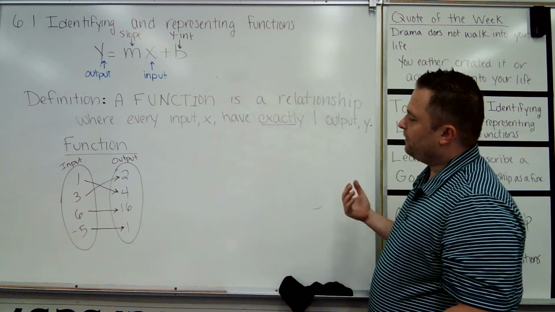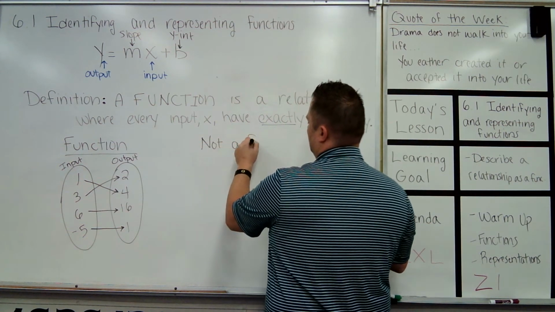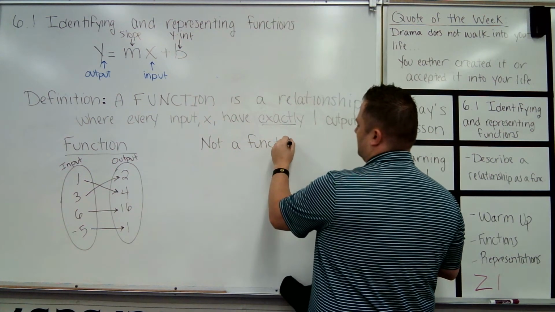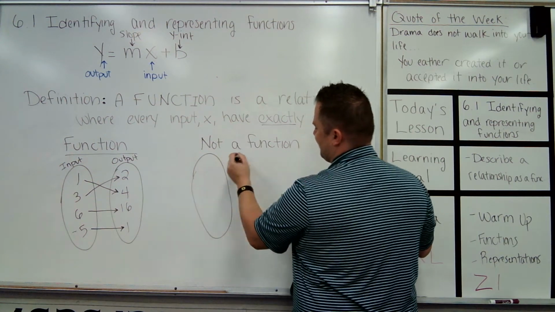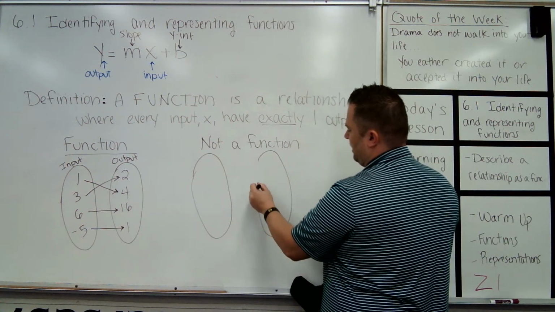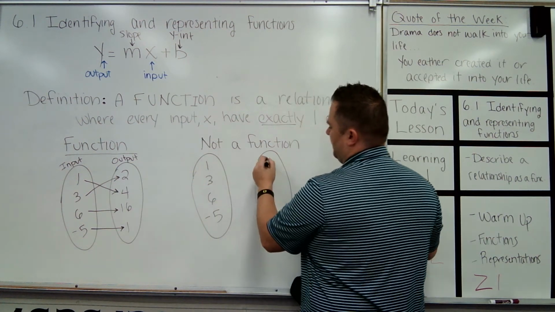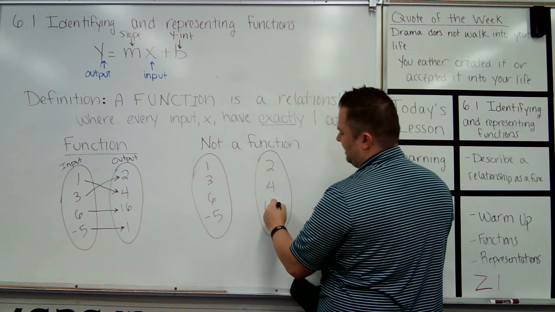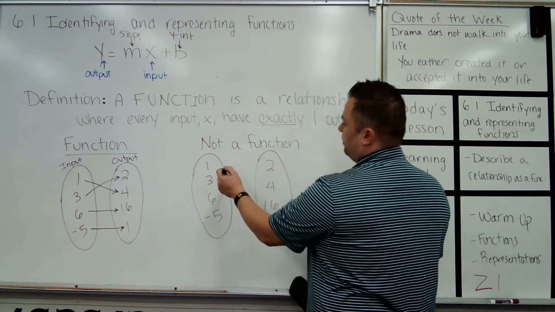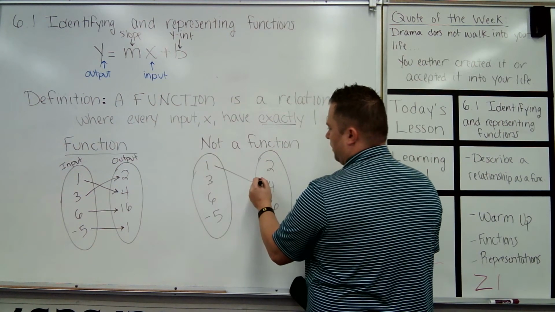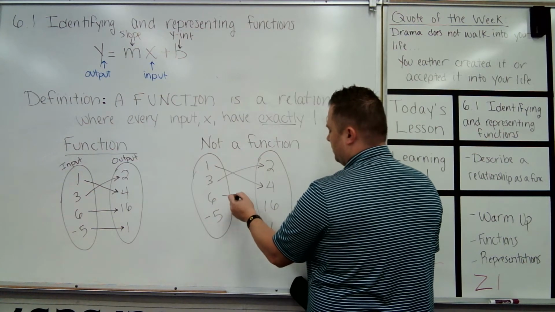Well, how would this look differently if this was not a function? Let's take the same numbers in the same Venn diagram. We had 1, 3, 6, -5, and then 2, 4, 16, and 1. And the mapping looks similar. For example, 1 went to 4, 3 went to 2, 6 went to 16.